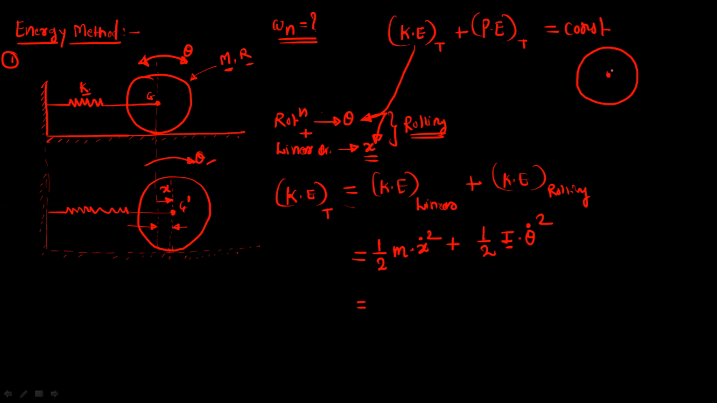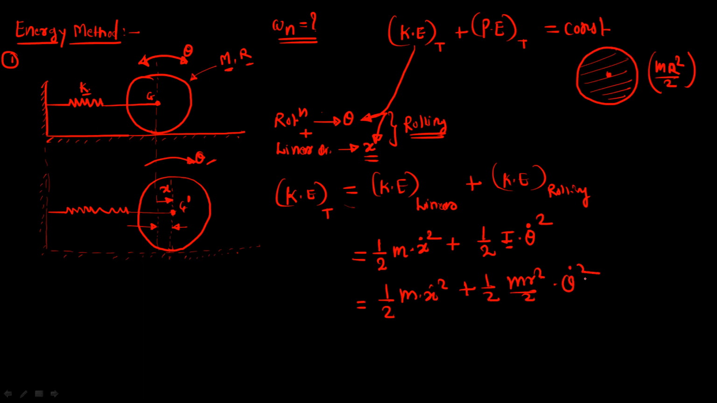For a disk, the moment of inertia about its center of gravity, that is the mass moment of inertia, is equal to m r square by 2. So use this relation m r square by 2. This is a solid disk, not a hollow disk. So put this value: 1 by 2 m x dot square plus 1 by 2 m r square by 2 into theta dot square.